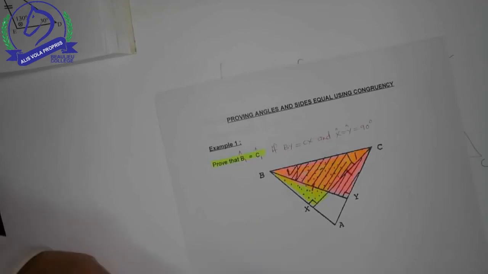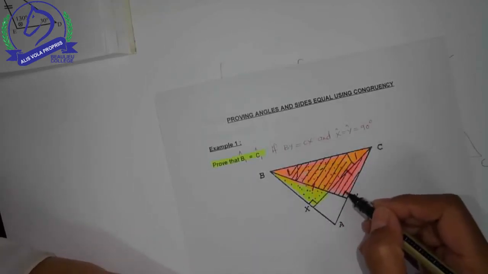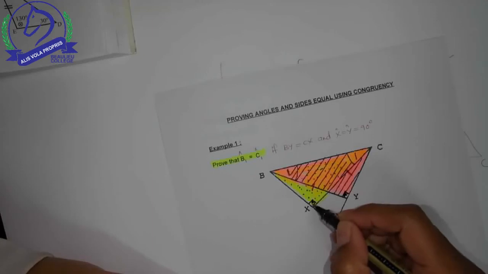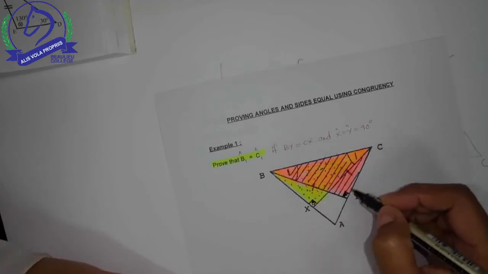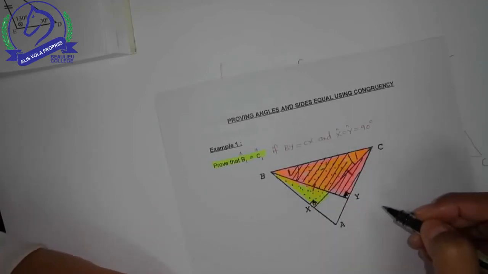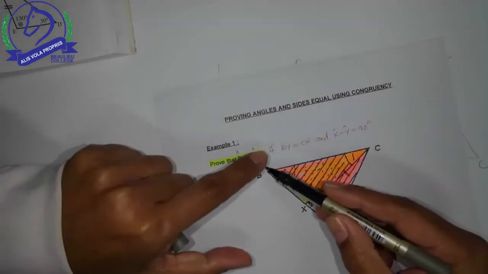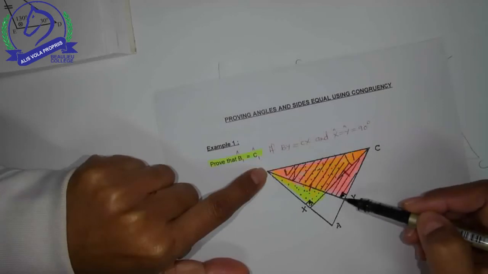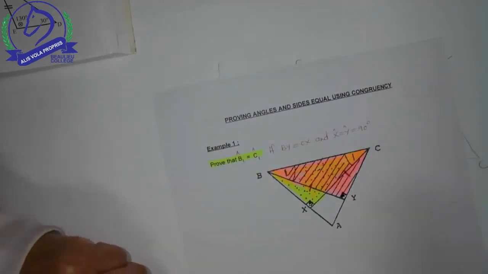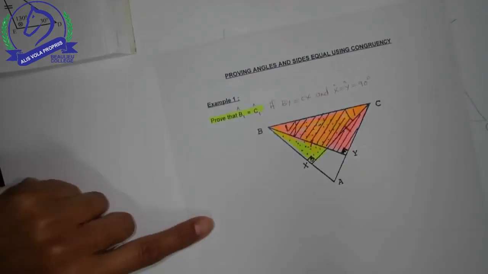What other information is given? That X is equal to Y, which is equal to 90. So there's another. Is X in that triangle? Yes. Is Y in the other triangle? Yes. So I can use that information. In the same way, I can use BY and CX because it forms the whole length of that triangle. Okay, so let's list our reasons.